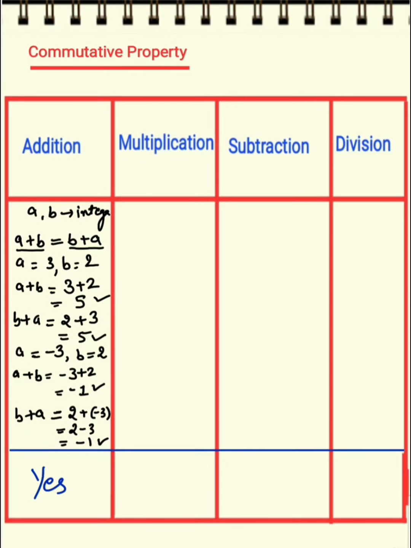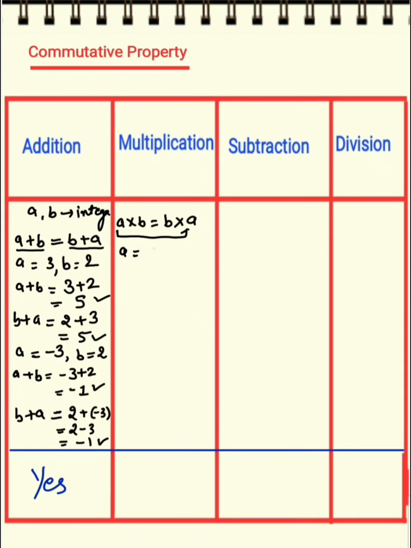Now let's do this commutative property for multiplication. It says that when we multiply two numbers a and b in any order, we get the same result. Means whether we multiply a into b or b multiplied by a, we'll get the same result. So let's prove this property.